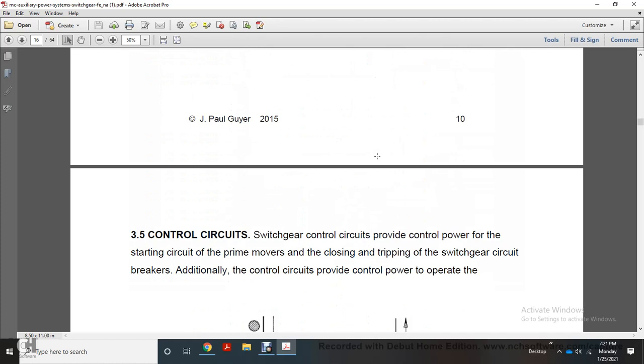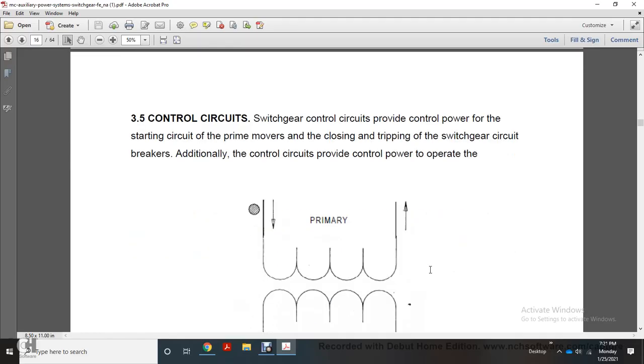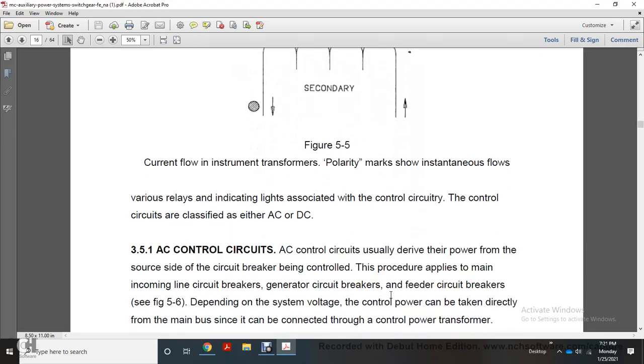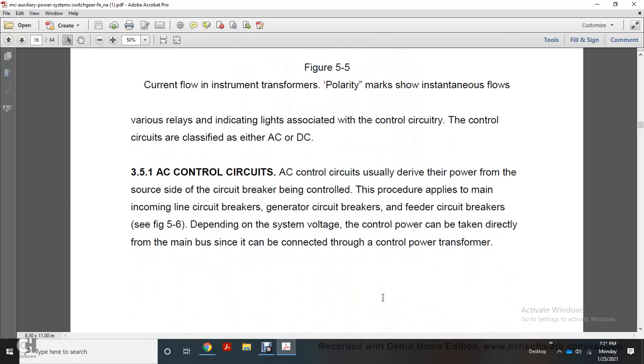3.5 Control circuit. Switchgear control circuits provide control power for the starting circuit of the primary mover, and the closing and tripping of the switchgear circuit breaker. Additional control circuits provide current control power to operate primary and secondary windings. To show current flow, the transformer polarity shows the instantaneous flows. Various relays and indicating lights are associated with the control circuit. The control circuits are classified as either AC or DC.